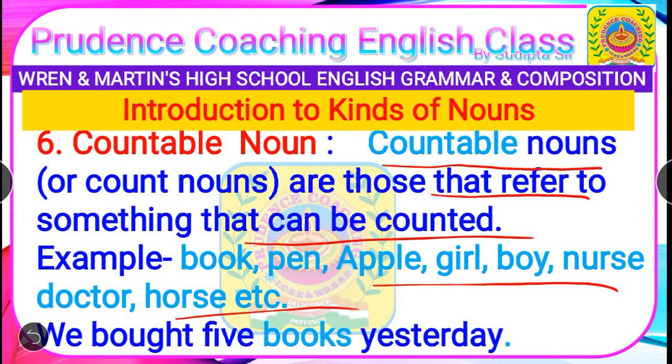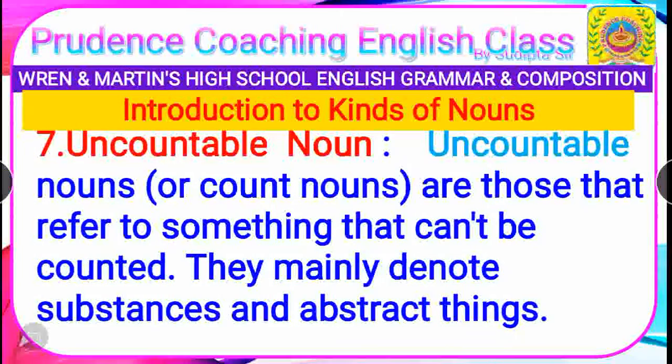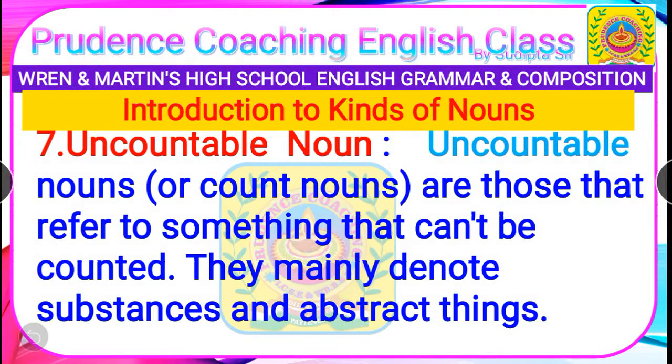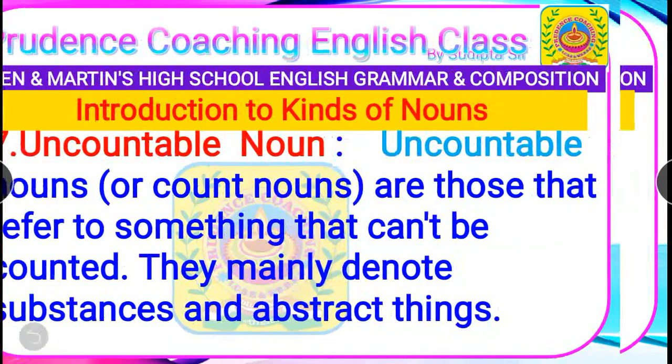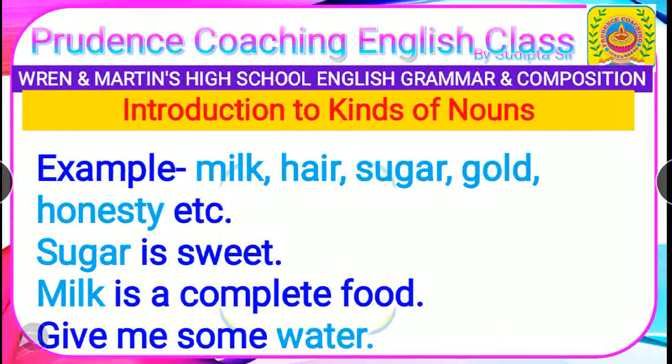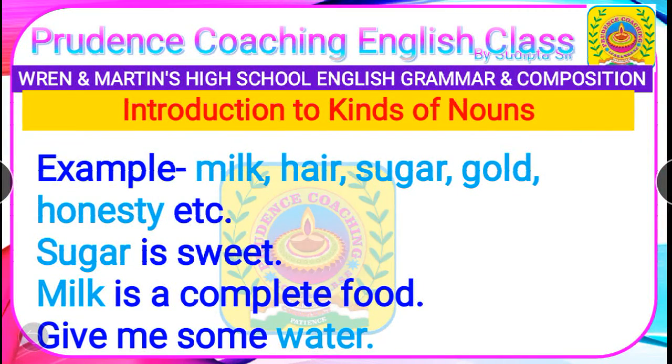We bought 5 books yesterday, so here books can be counted, as we are counting them in the number of 5, that's why it is a countable noun. Next, that is number 7, uncountable noun. Uncountable noun means that it cannot be counted, it refers to something that can never be counted. They mainly denote substances and abstract things, such as milk. Can you count milk? Certainly not. Next there is hair, sugar, gold, honesty. So these things can never be counted, so that's why they are uncountable nouns.